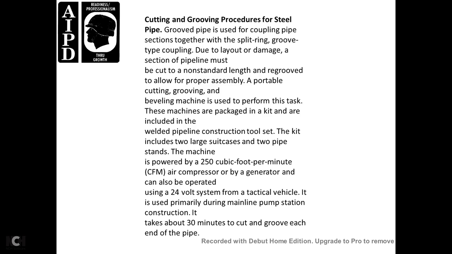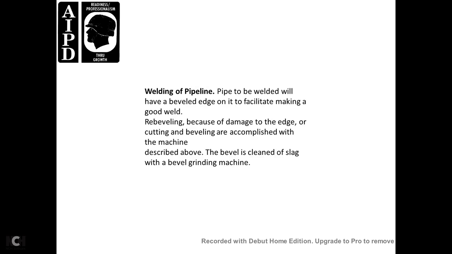The package with the kit is included with the welded pipe construction tool kit. The tool set is included in a large suitcase with two pipe stands for the machine. It is powered by a 250 cubic foot per minute air compressor driven by a generator. It can also be operated with the 24-volt system of the tactical vehicle, which is used as the primary during the pipeline pumping stage. In construction, it takes about 30 minutes to cut and groove each end of the pipe.